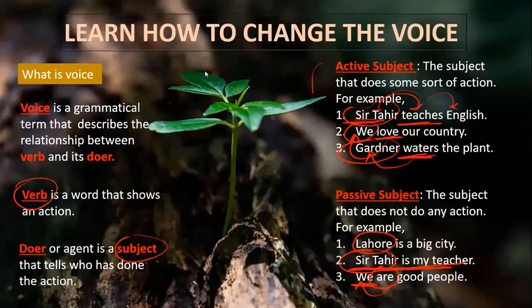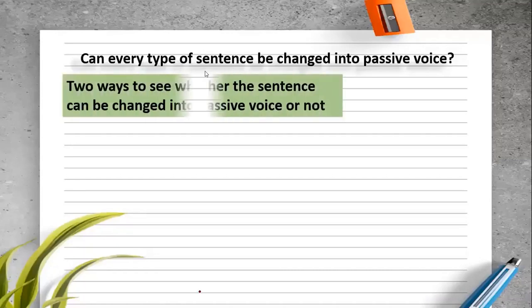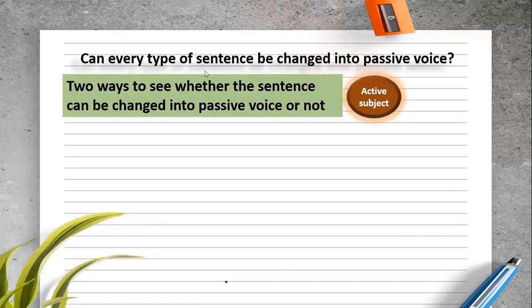Just like this particular slide is showing, these are the active subjects and these are the only sentences which can be changed into passive voice. Okay, so the two things which are needed in the sentence to change it into passive voice are active subject and transitive verb.